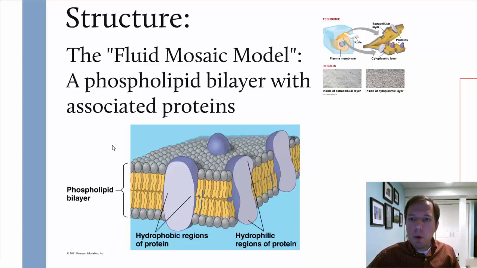The fluid mosaic model is going to tell us a little bit about the behavior of the membrane. The fluidness comes from the free movement of these proteins over the surface, and that's a detail that I'll come back to with another image.